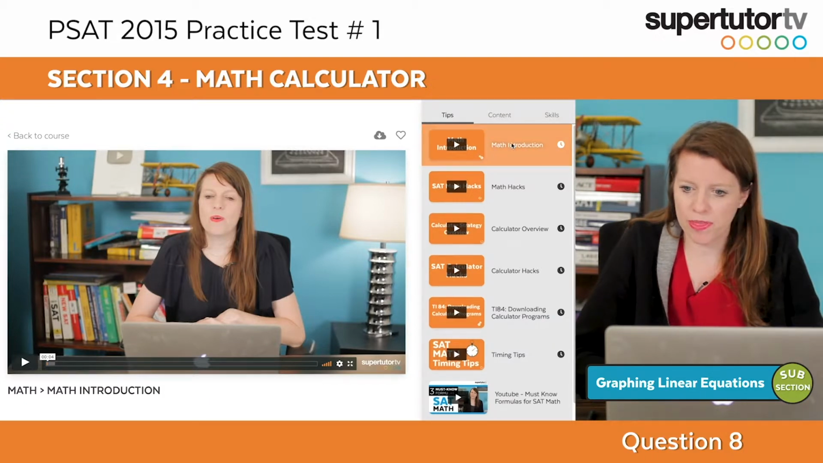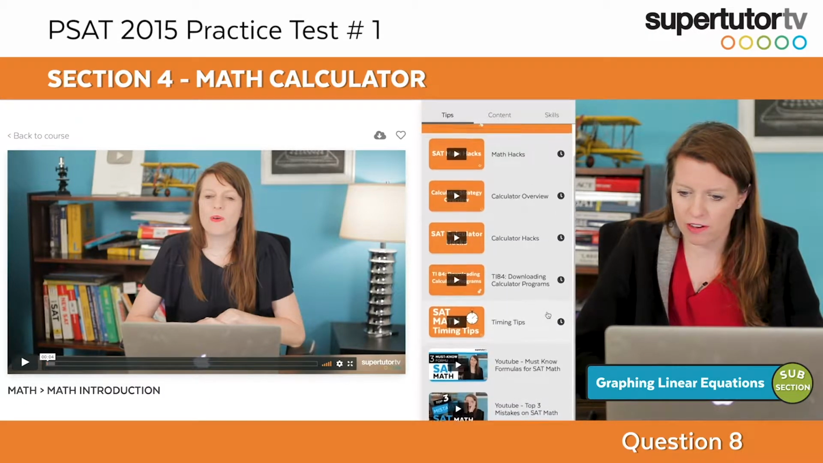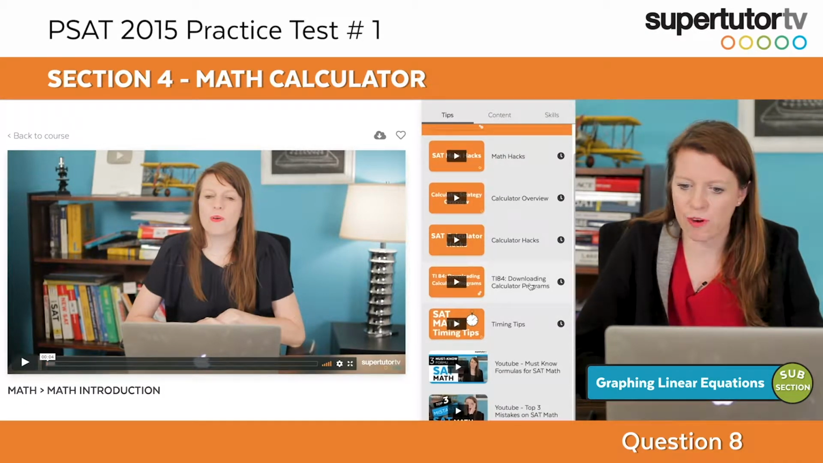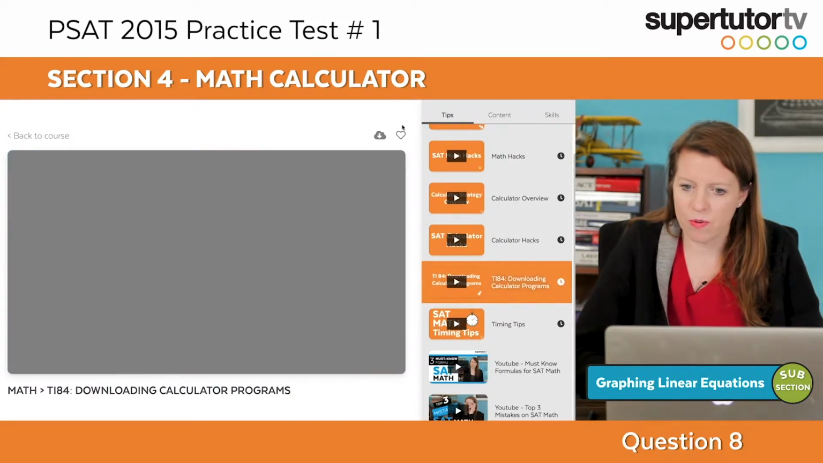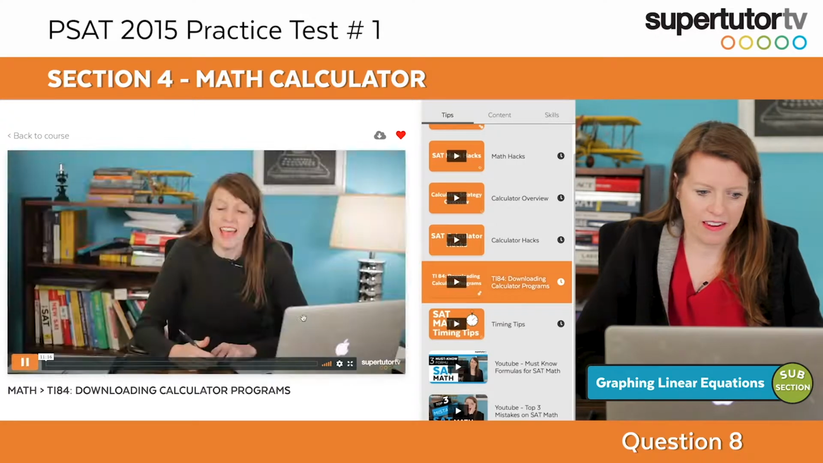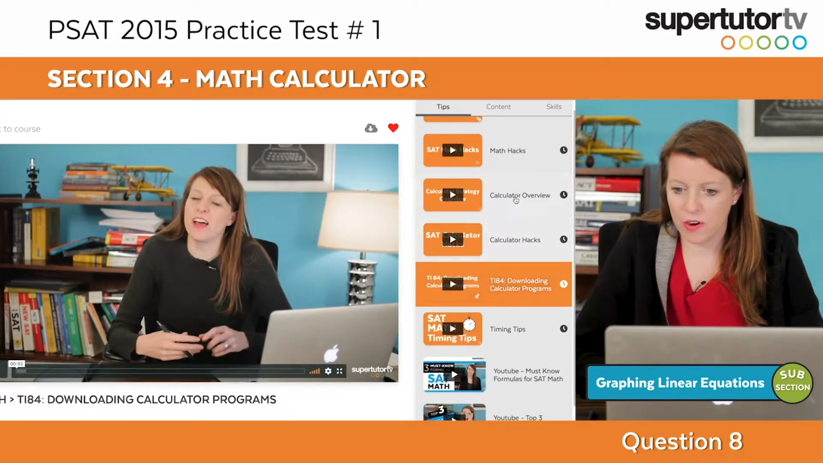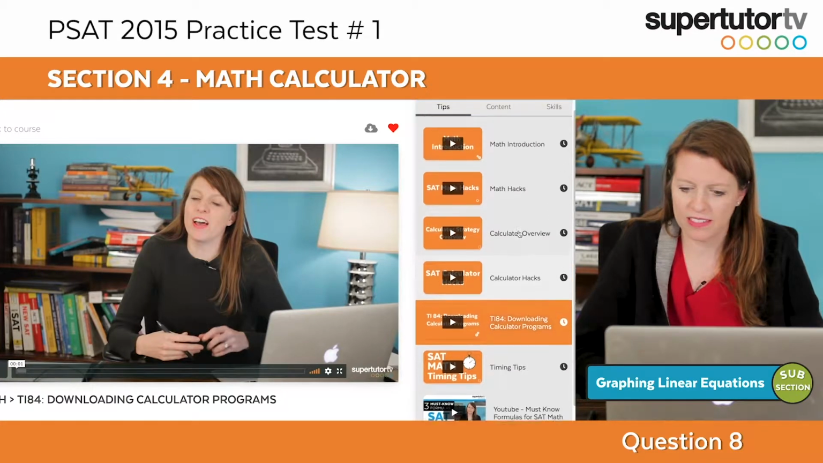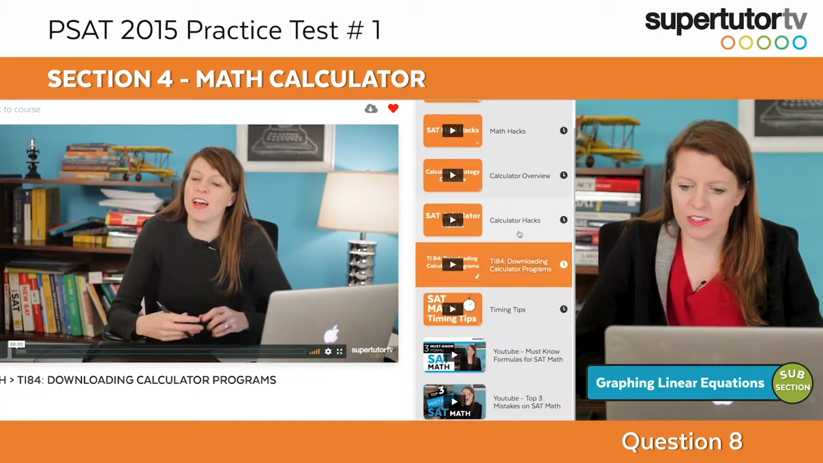If you want to know how to put them on your calculator, there are videos for that too. Right here, TI-84, downloading calculator programs. You can add this to your study list if you want. You can just put a little heart on that. Or calculator overview. You can check out these other calculator videos, calculator overview and calculator hacks, if you want some more calculator tips.